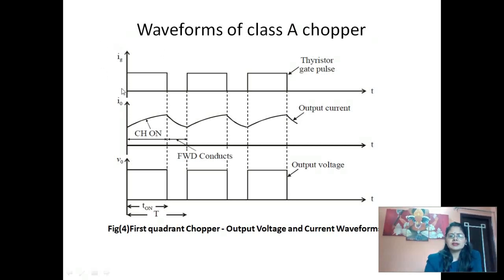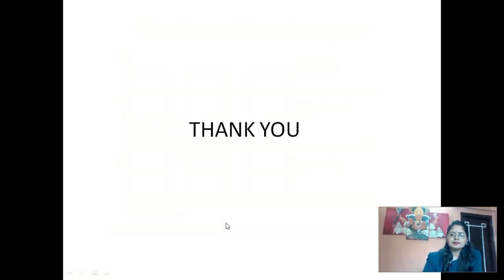So these are the waveforms of a class A chopper. IG denotes the gate current, I naught denotes the output current, and V output or V naught denotes the output voltage. This is the chopper switching time, that is the conduction time T on. This is the chopper T off time. And the total time is T equal to T on plus T off. Okay. Thank you.